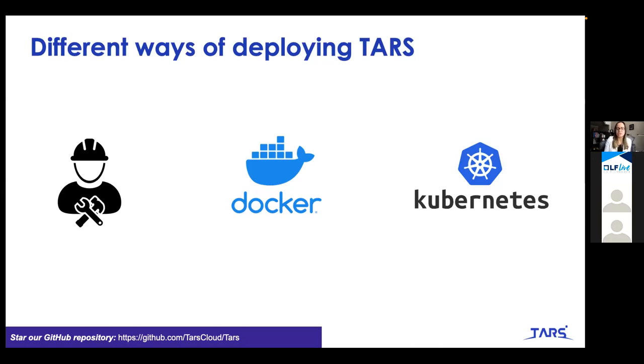This approach also creates the opportunity for microservices to be self-healing. With orchestration tools such as Kubernetes, the self-healing can happen without human intervention, and you don't need to worry about that. This is the newest way that we can deploy TARS.